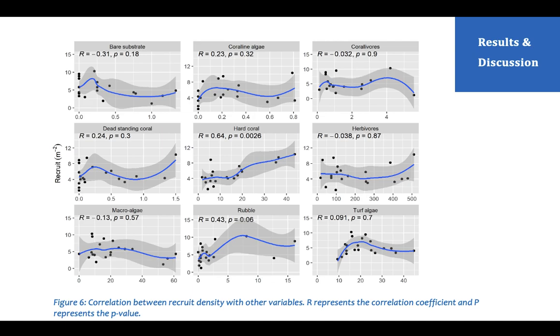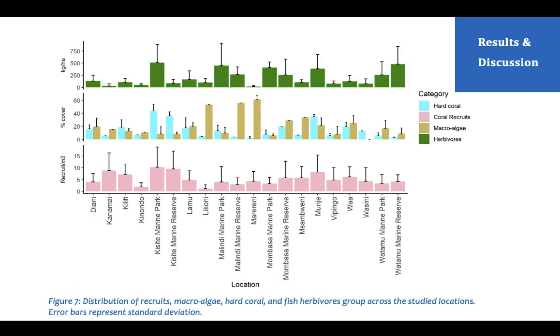This is just the normal correlation to see different categories of benthic cover and others. What we see here is that most of the sites that had higher recruits corresponded to high hard coral cover, low microalgae cover, and high herbivores.